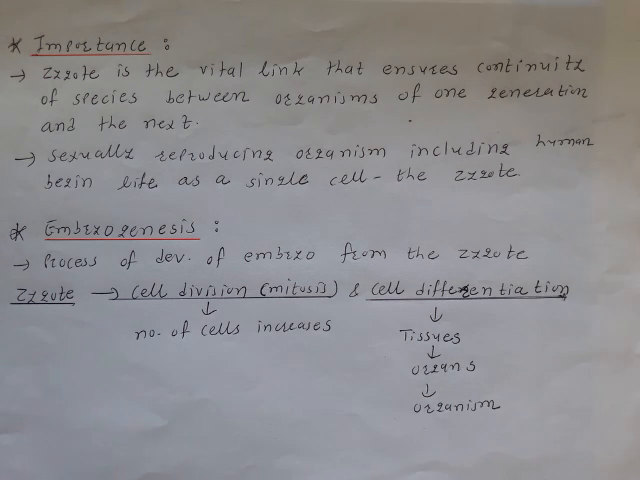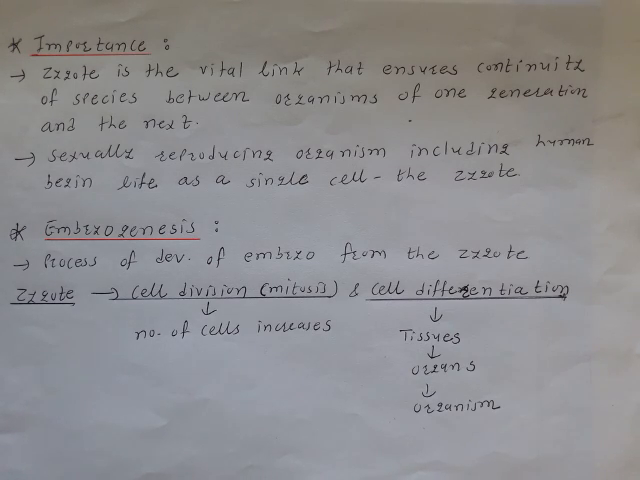Importance of the zygote. The zygote is actually the vital link that ensures the continuity of species from generation to generation. It means from one generation to the next generation in living organisms. In sexually reproducing organisms, including human beings also, it is the first cell, a single diploid cell, where our life begins. And ultimately, through further development, it results in a new living organism. This way, the zygote is very important for life.